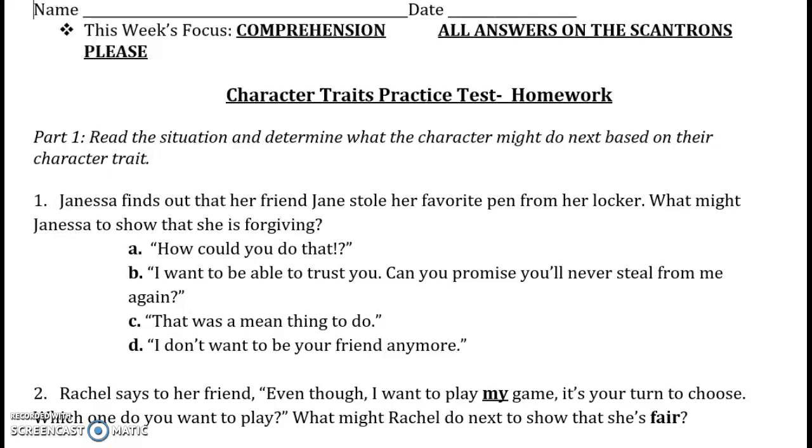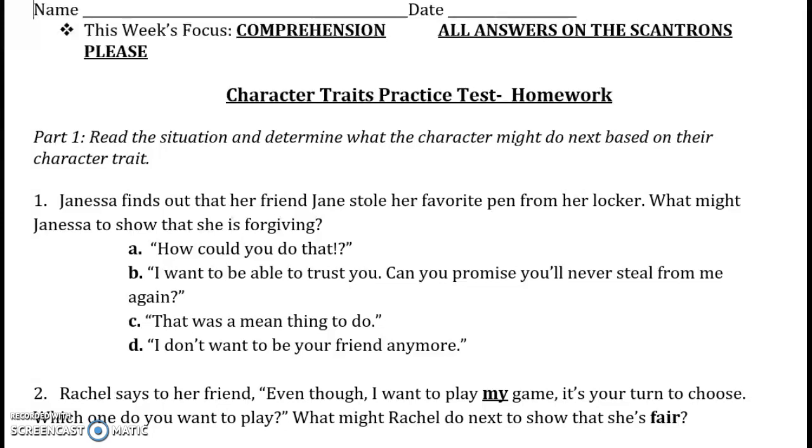the date. And we want to take a look at our focus for the week, which is comprehension. So we want to make sure that we really understand what these questions are asking, okay? So it's our character traits practice test. This is homework, and remember that it is due on Friday. No exceptions, folks. Nope, can't make an exception to that because I have deadlines, guys. So I want to make sure that I'm doing my best to get some feedback back to your parents and make sure that I get everything in the grade book, okay?